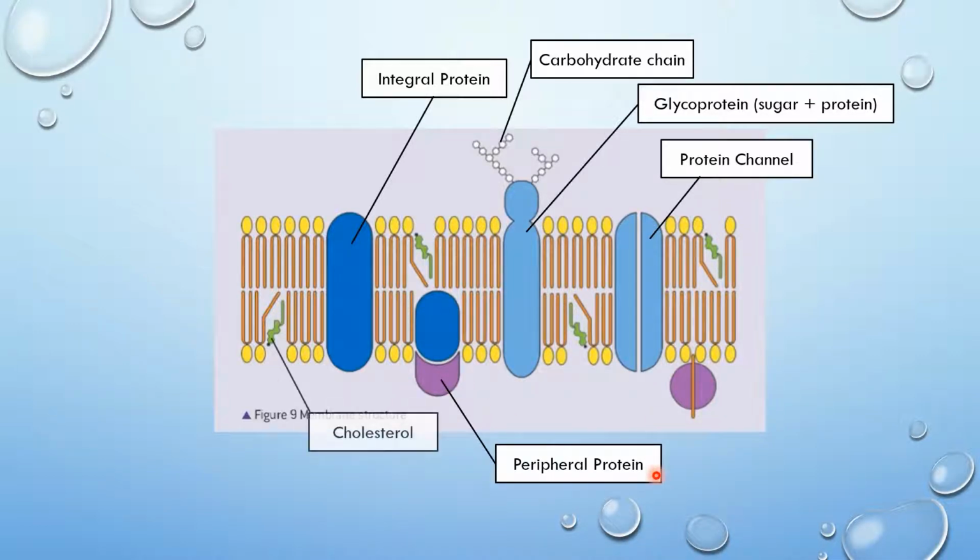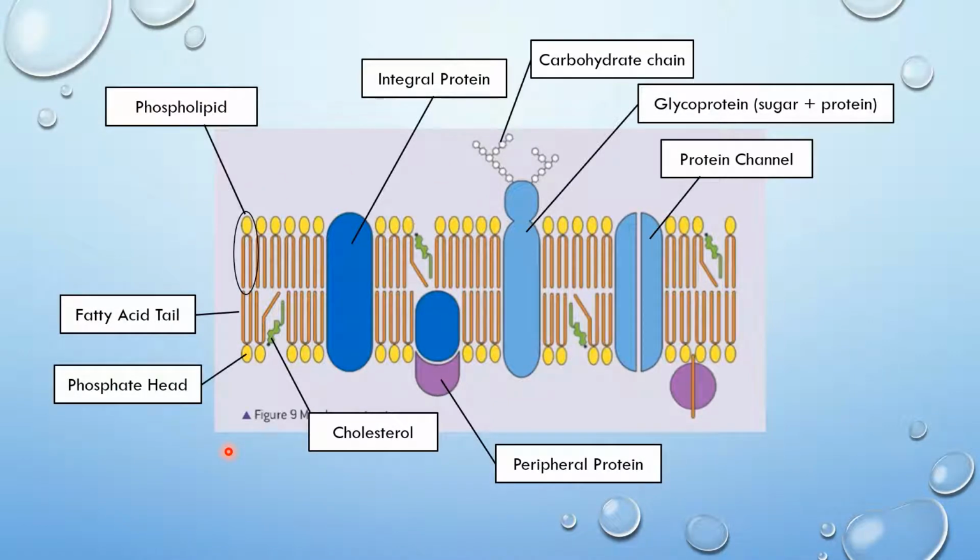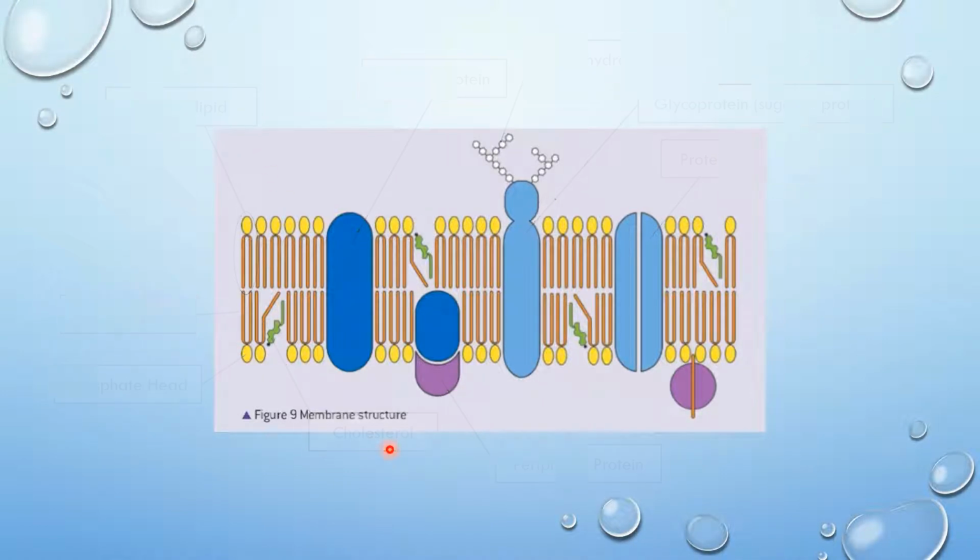They're hydrophilic. And these green structures are cholesterol that I went over. They control the fluidity of the membrane. Make sure you know how to draw this whole thing. It is important that you understand what each and every component of this structure does, and yeah, the phospholipid fatty acid tail and phosphate head, pretty straightforward.